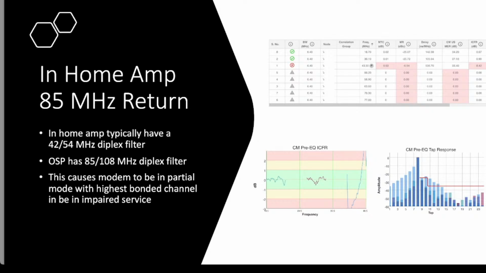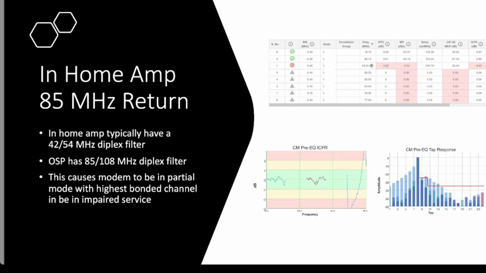Now, if we look at the ICFR, the in-channel frequency response, we can see that there's severe ICFR, or peak to valley, on the highest frequency channel. There's a few things going on here. First of all, the modem is in what we call partial mode, because that modem cannot lock or bond to all of its 8 channels. And that's, again, because there's an in-home amplifier. Theoretically, that may not be such a bad thing.